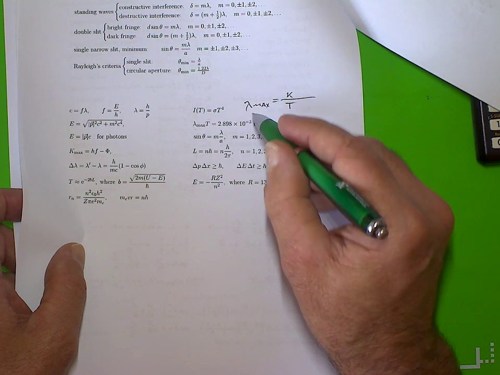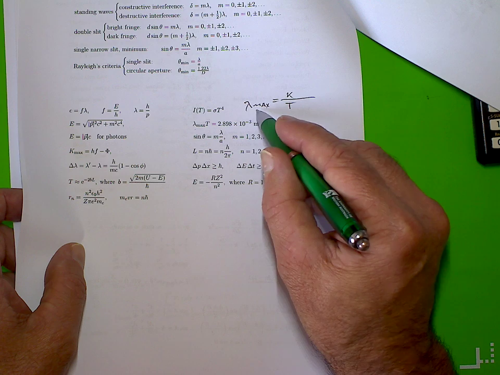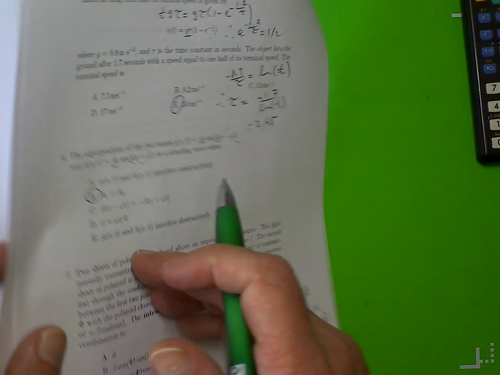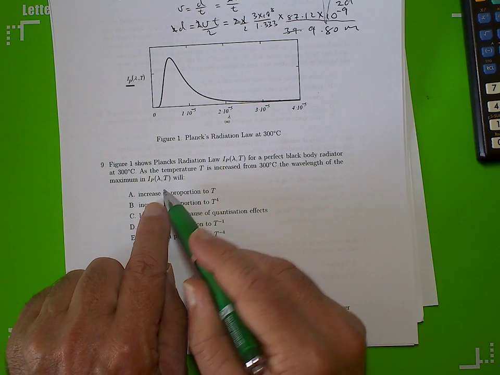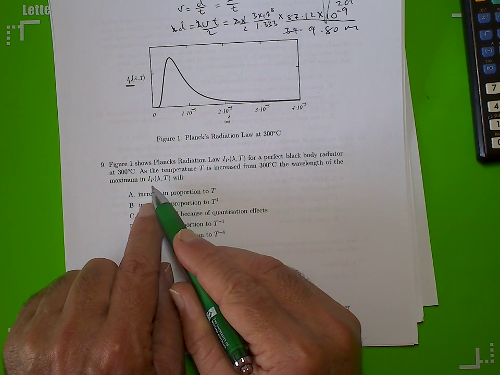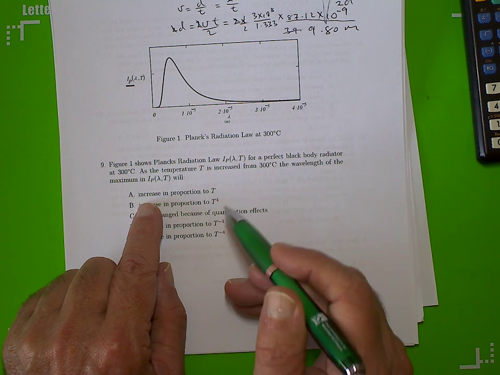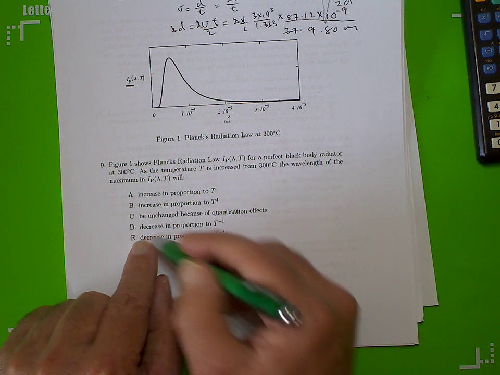Okay, so the peak of that intensity distribution goes as 1 over T. Looking back at the question, it says the wavelength of the maxima will increase in proportion to T. No, we said it will decrease in proportion to 1 over T. That one.